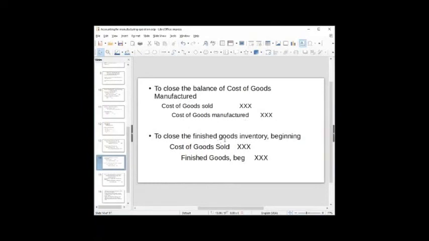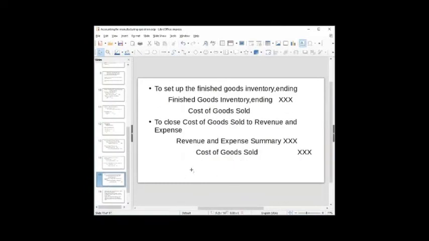And to close the finished goods inventory beginning, you debit the cost of goods sold and you credit the finished goods beginning. And in setting up the finished goods inventory ending, you debit the finished goods inventory ending and you credit the cost of goods sold. And in closing the cost of goods sold, you are going to use a temporary account, and that is the revenue and expense summary account, and you credit the cost of goods sold.